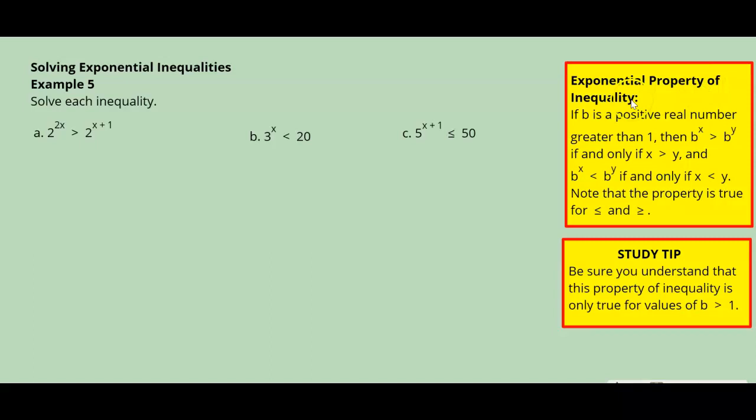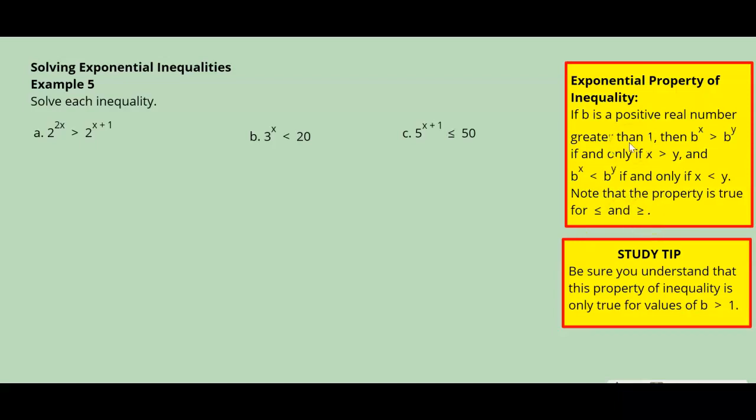An exponential property of inequality says if b is a positive real number greater than 1, then b to the x is greater than b to the y if and only if x is greater than y. And b to the x is less than b to the y if and only if x is less than y. So this also holds true for less than or equal to and greater than or equal to.